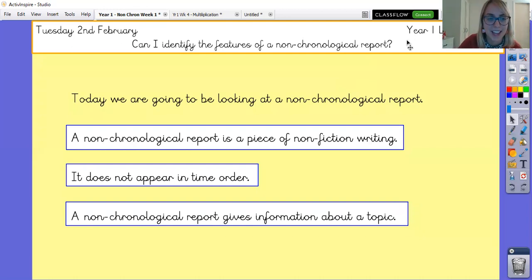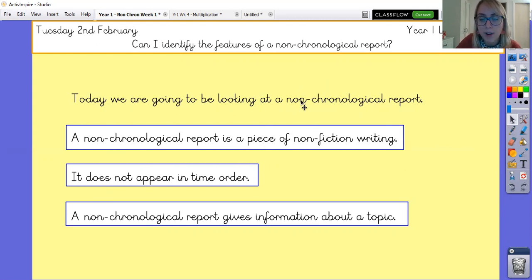Well done, year ones. Okay, so a non-chronological report is a piece of non-fiction writing. So if it's non-fiction, we know that non-chronological reports must include lots of information. Now, the words non-chronological are telling us something. It's telling us that it does not appear in time order. So chronological means time order.